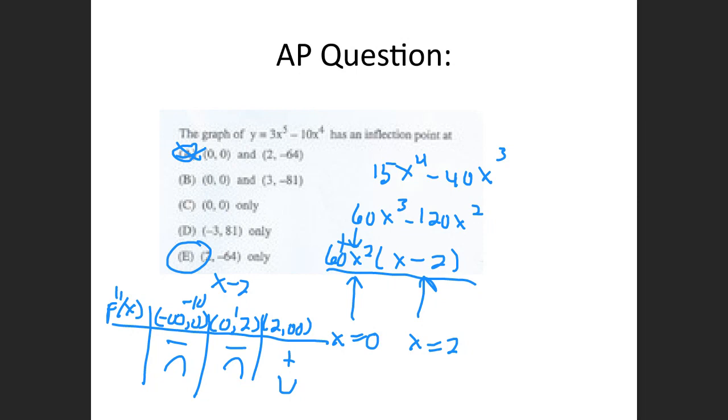That's why making out that table is so important, because a lot of kids always think, oh, it's going to go concave down, concave up, concave down. Not necessarily. It can be concave down twice and then go to concave up. You don't know. That's why you should always make that table out. Good job.